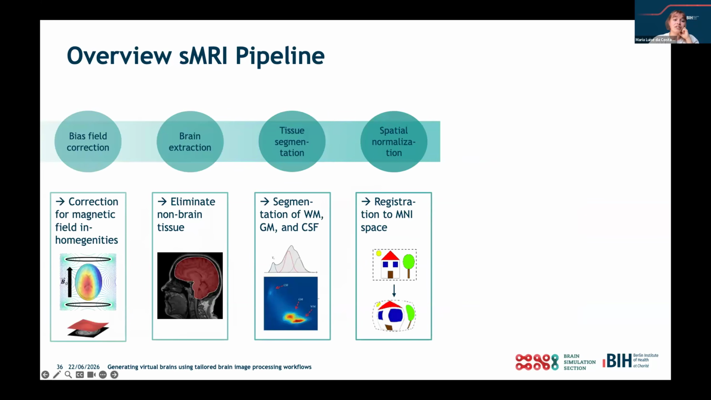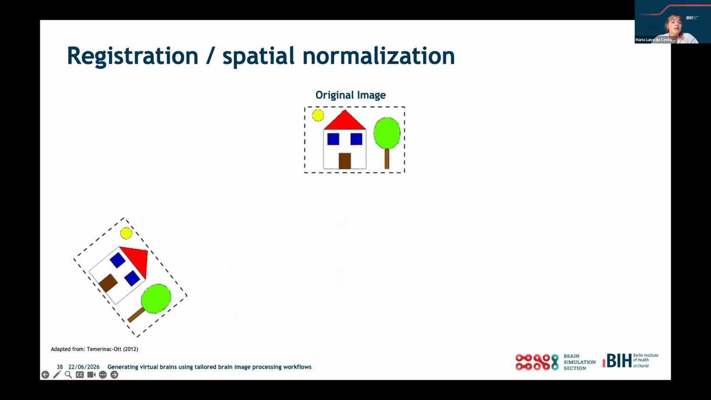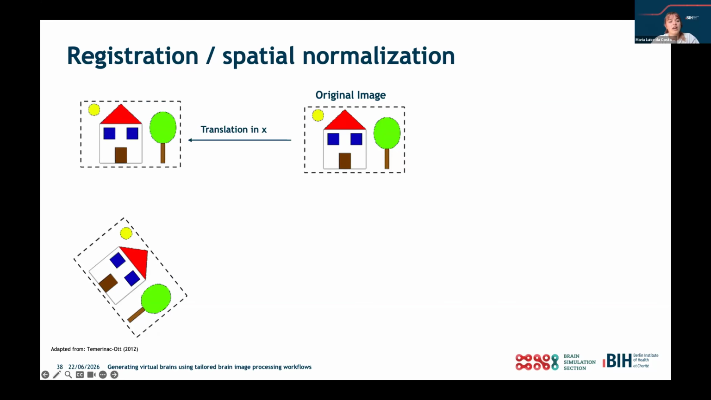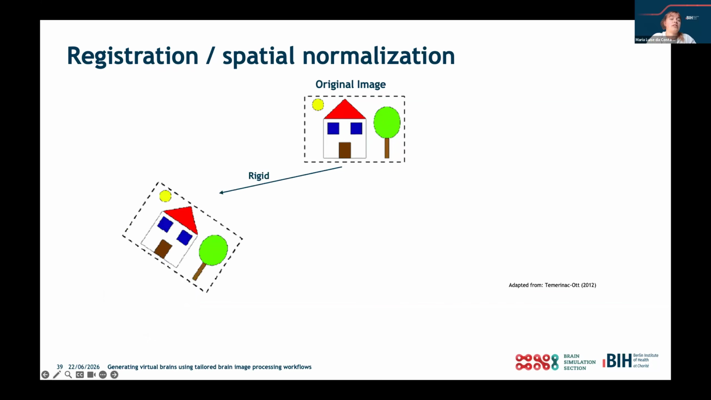If we now have the different tissue types, we can register them to MNI space. As David already mentioned before, we have those different coordinate systems where we somehow need to jump in between, and this we do by transformation. Here is just a simple example. If the image on top is our original image and we want to transform it to the lower one, we have a translation in the X direction, a translation in the Y direction, and a rotation. All of this we can save in a matrix. Wonderful. Here we have a rigid transformation.